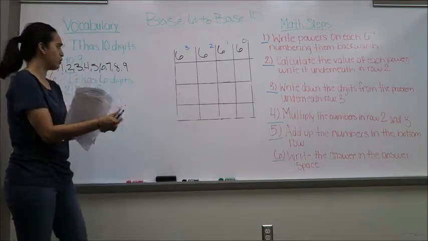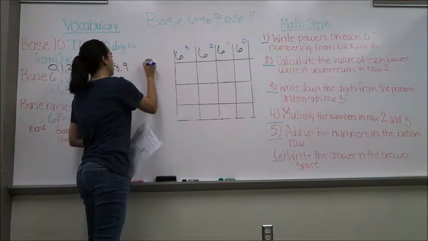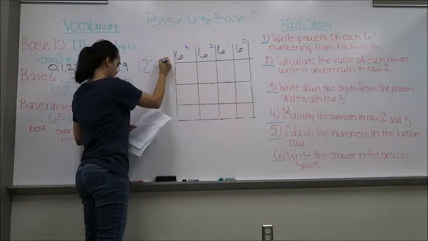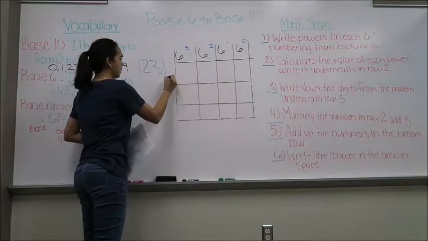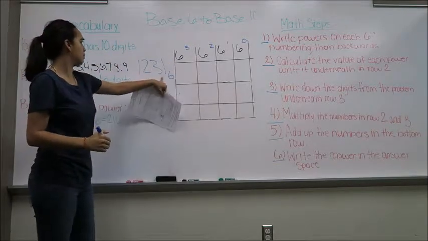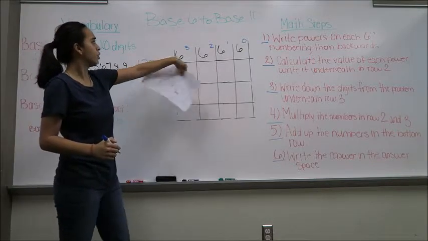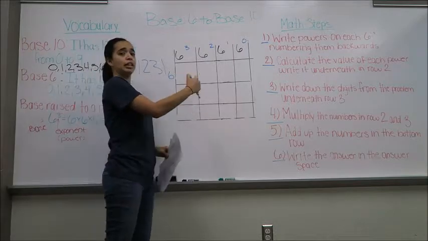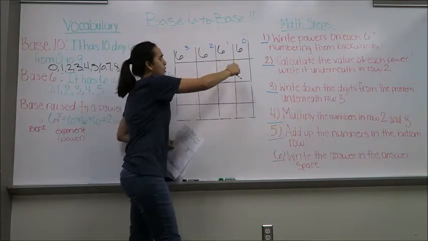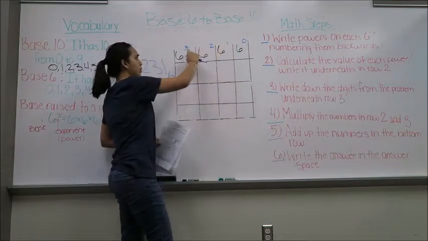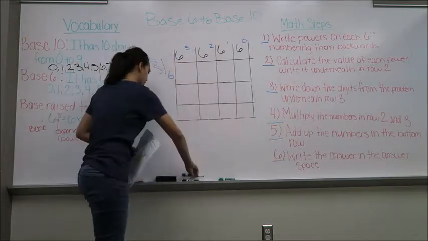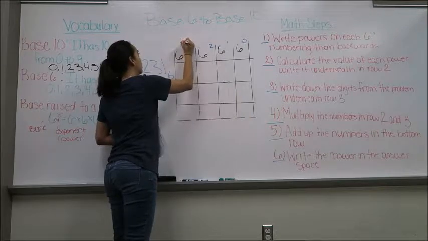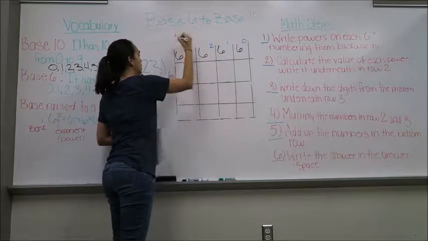So the first one we're going to do, first number is 1,231 base 6. That's the first question. So step 1, write the powers of the 6, numbering them backwards, which I already did, and it's going to stay up here through the whole time. 0, 1, 2, 3. So this here is going to be number 1, step 1.